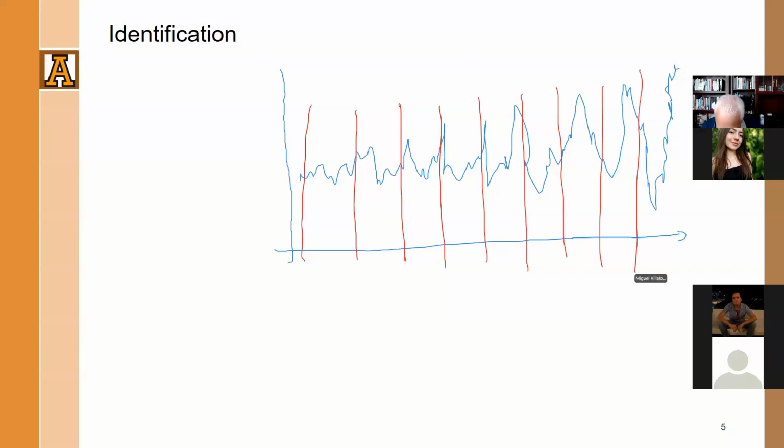Chunks about the same size. Okay. Then for each of these chunks of the series, I have an estimate of the variance, that is the spread, right? I have an estimate of the variance here, an estimate of the variance here, an estimate of the variance here, and so on.